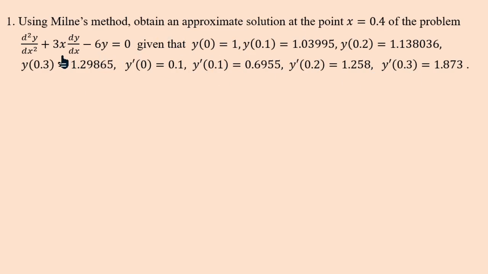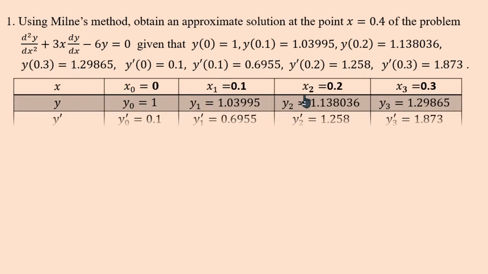Now first step is write x0 value, x1, x2, x3, y0, y1, y2, y3, y0 dash, y1 dash, y2 dash, y3 dash. Using that and using this formula, y double dash is 6y minus 3xy dash. Take this right side, 6y minus 3xy dash. Calculate y1 double dash, y2 double dash, y3 double dash. That is the first step.